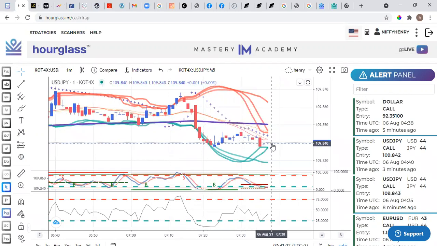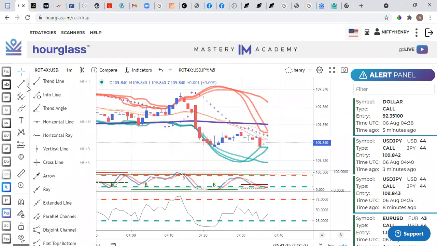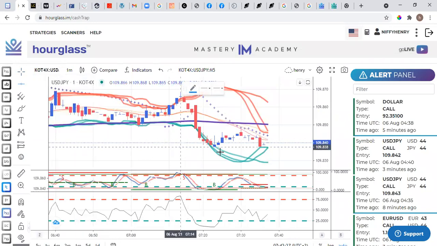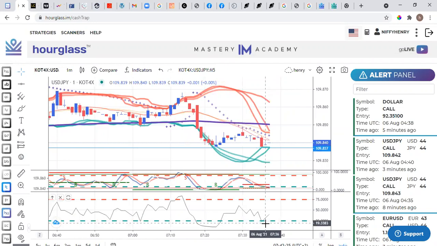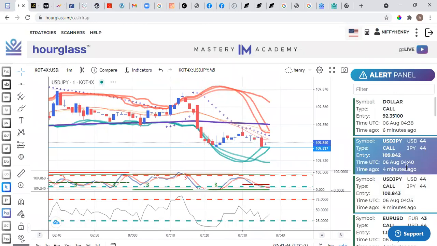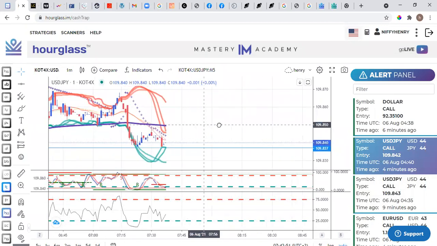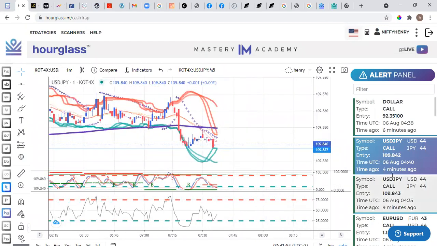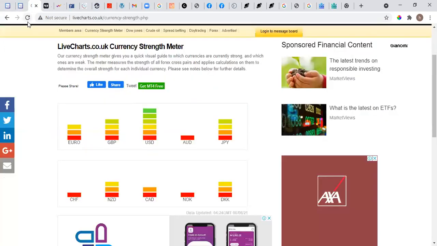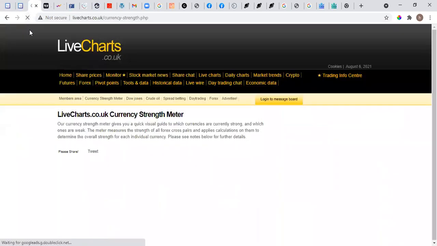You can also draw your lines, just like TradingView. Cash trap is really amazing. I can say support line here. Here is a good point for a buy if other indicators confirm. I think I'm on USD JPY, I guess. Is it USD JPY? Yes, it's USD JPY. Which one is stronger? I think USD. Let me just refresh the page.